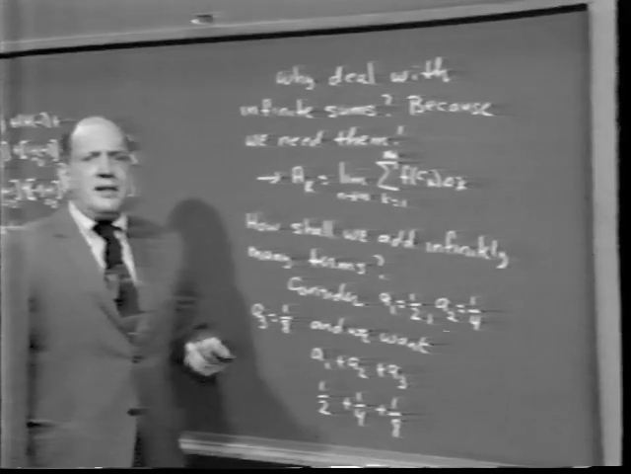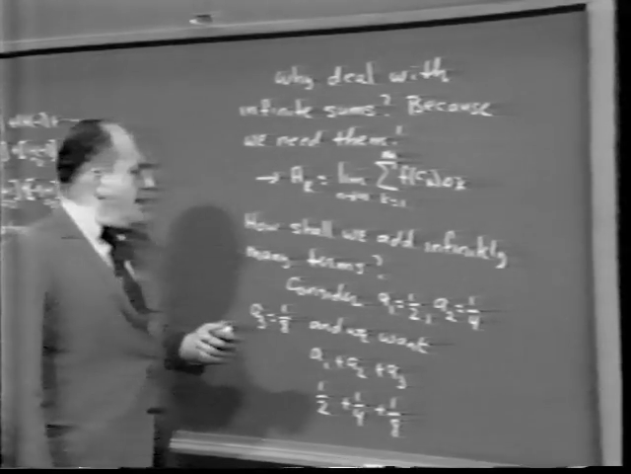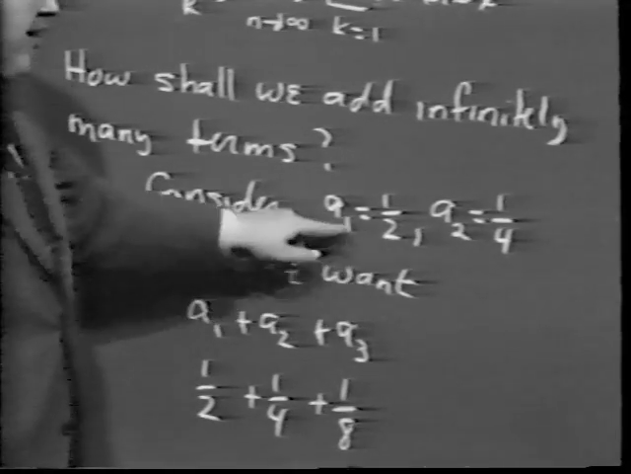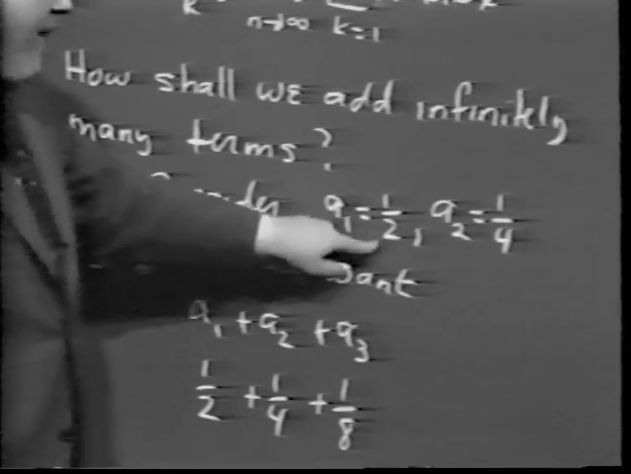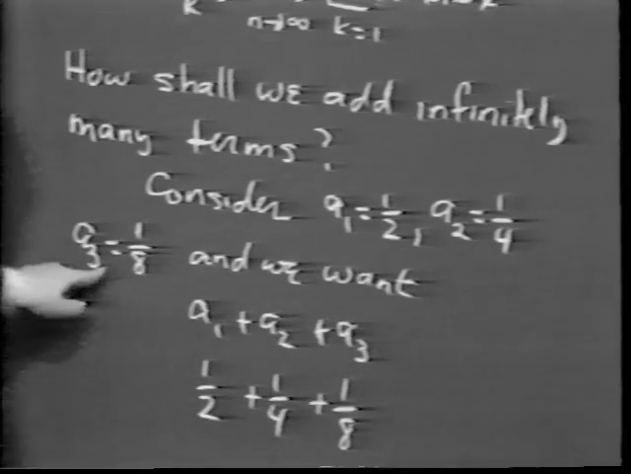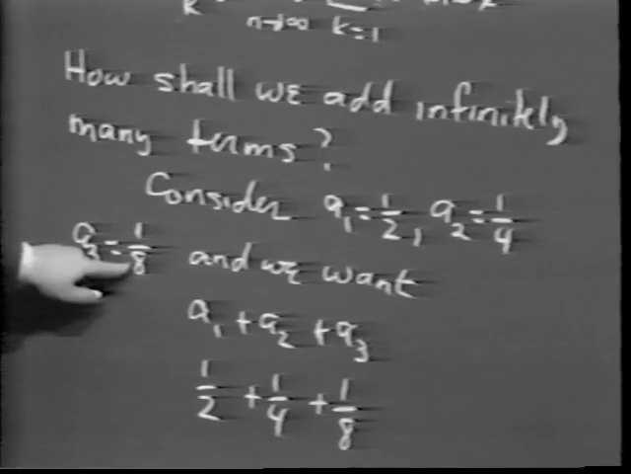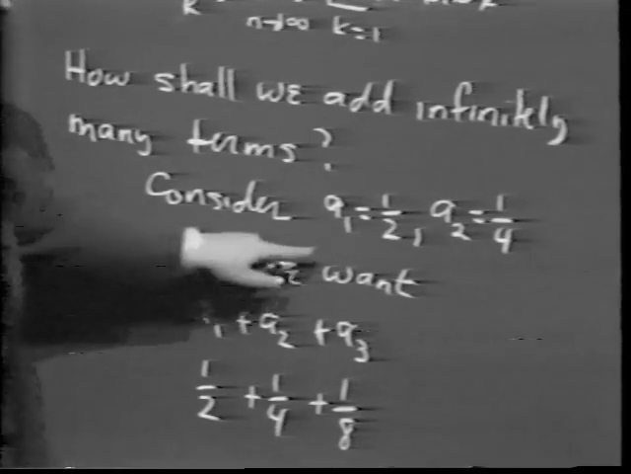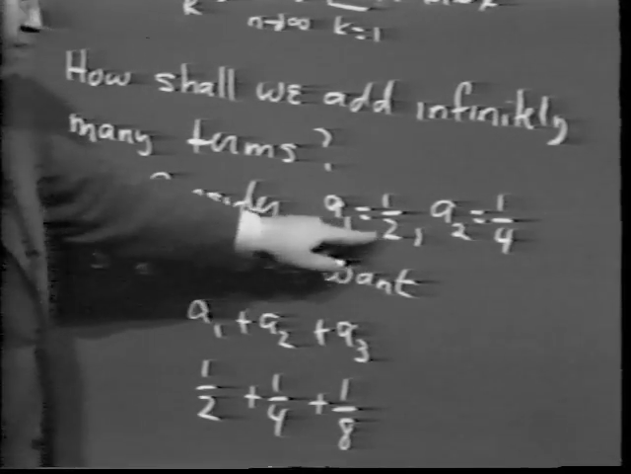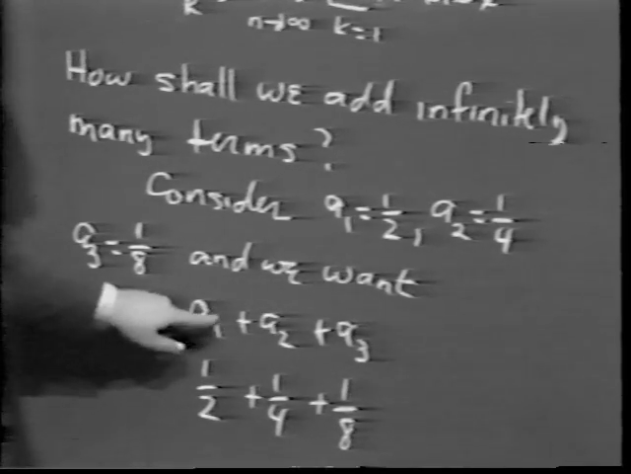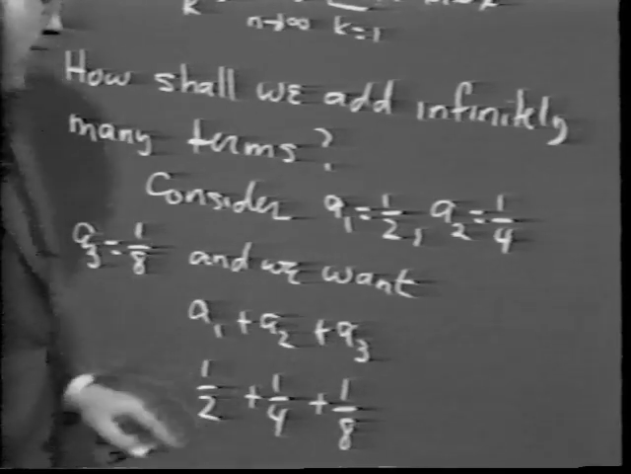Let me pick a particularly straightforward example. Let's suppose I have the three numbers, which I'll call a sub 1, a sub 2, and a sub 3, where a sub 1 will be a half, a sub 2 will be a quarter, and a sub 3 will be 1/8. In other words, just for reasons of identification later on, each term is half of the previous one. Now, I want to find the sum of these three terms. I want to find a1 plus a2 plus a3.